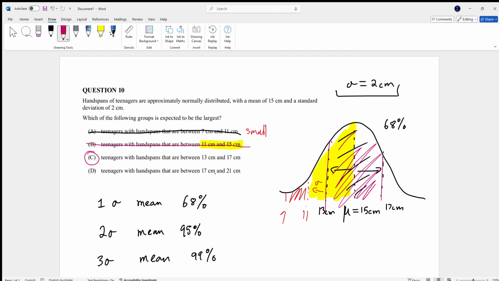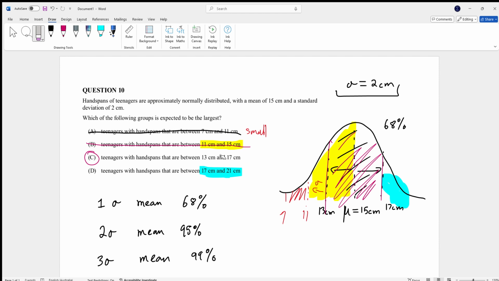And then the final one, between 17 and 21. So 17 and 21 would be this area up there. So the largest area is C, between 13 and 17. The reason why we know this is just from our drawing here, because the further you go away from the mean, the smaller that percentage gets on either side. The biggest bulk of the percentage is the closer you are to the mean.